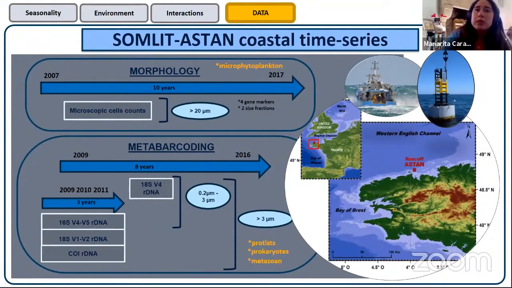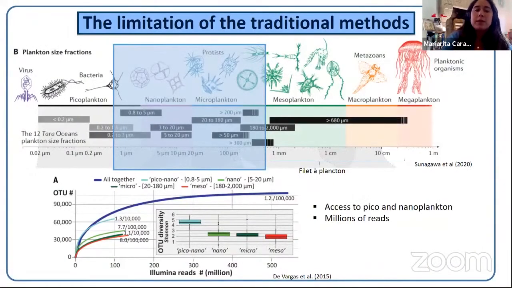But what we also do is to extract the DNA, amplify it, sequence it, and so create metabarcoding. The metabarcoding data cover 8 years for the V4 18S rDNA. We have two size fractions, from 0 to 3 and more than 3 micrometers. And this allows a comparison with the morphology, because traditional methods, such as microscopy, are of course limited. With this kind of method, we can study just one size fraction.